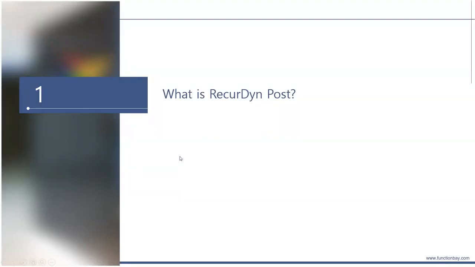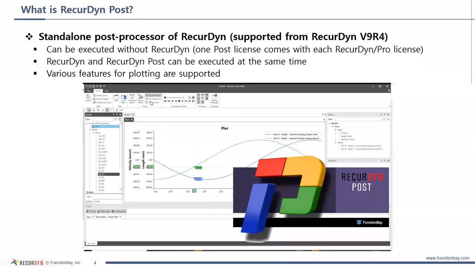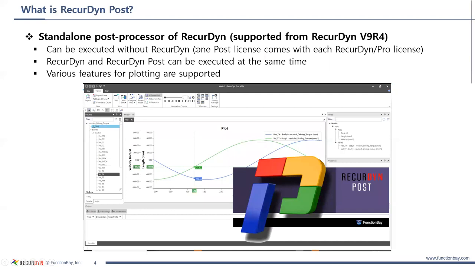So what is RecurDyn post? RecurDyn post is a standalone post processor of RecurDyn, and it's now supported with this latest version of RecurDyn V9R4, and it can be executed without RecurDyn. As far as licensing is concerned, one post license comes with each license of RecurDyn Professional.